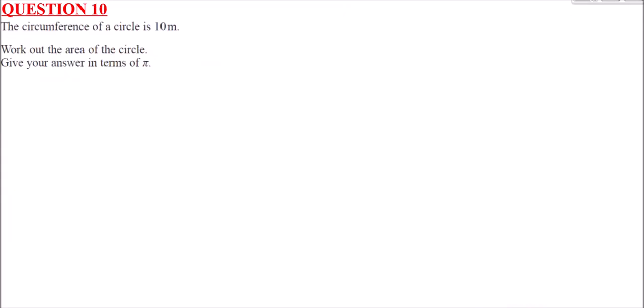Question 10, we're talking about circles. So this time it says the circumference of a circle is 10 meters. We need to work out the area of the circle, giving our answer in terms of pi. So I'm just going to suggest we can maybe sketch out a circle here. So circumference, I'm going to highlight this in green. Circumference means all the way around the outside of a circle.